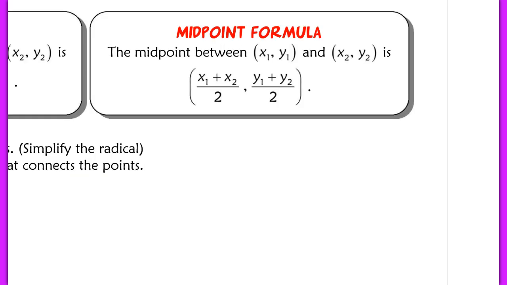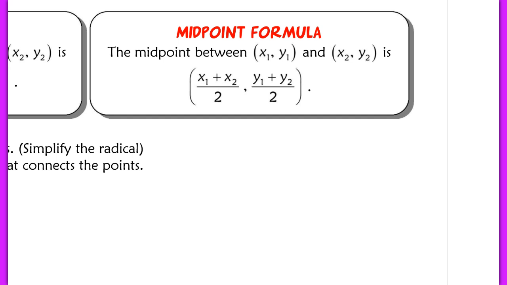To find the midpoint between 2 points, x1, y1, and x2, y2, what you're going to do is find the sum of the x coordinates and cut them in half, and find the sum of the y coordinates and cut them in half as well. That represents the midpoint between your two coordinates, x1, y1, and x2, y2.